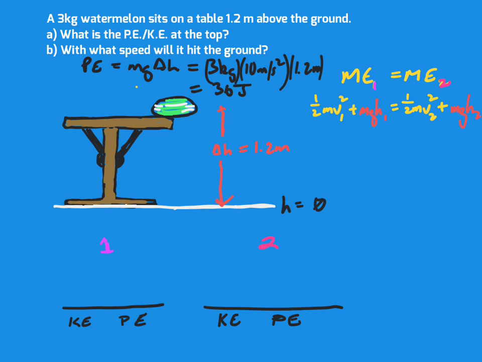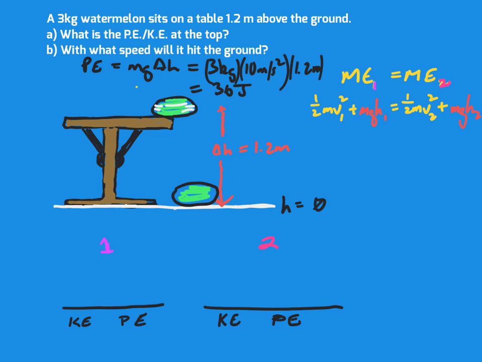So with what speed will it hit the ground? We know that the total mechanical energy is going to remain the same. So whatever energy this system had in total at the beginning, it will have at the end. So what happens to the energy involved here? Well, we have to look at our energies at the beginning and at the end.